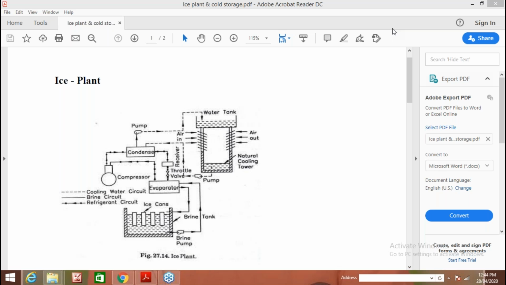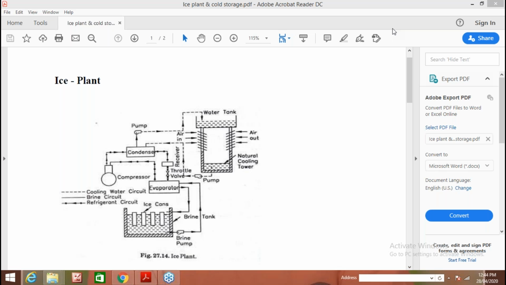So after taking heat from the brine, ammonia vapor goes to the compressor where it is compressed, and this compressed ammonia vapor goes to the condenser where it loses its heat to the cooling water and becomes liquid ammonia. Again, this hot water goes to the cooling tower where it is cooled by using natural air, and again this cool water is used as cooling water for the condenser. Okay. After the condenser, high pressure liquid ammonia goes to the throttle valve where its pressure decreases. This low pressure liquid ammonia goes to the evaporator for taking heat from the brine.